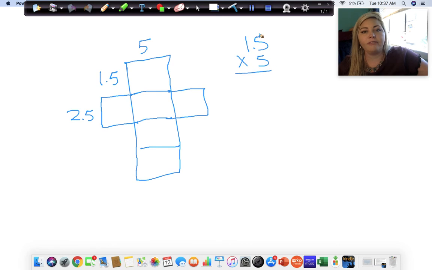So I'm going to do that off to the side. 1.5 times 5. 5 times 5 is 25. Carry the 2. 5 times 1 is 5 plus 2 is 7. We have one decimal place, so we're going to move that over one time. So here is 7.5. Okay, and then to find this square, we are going to be multiplying 1.5 times 2.5.